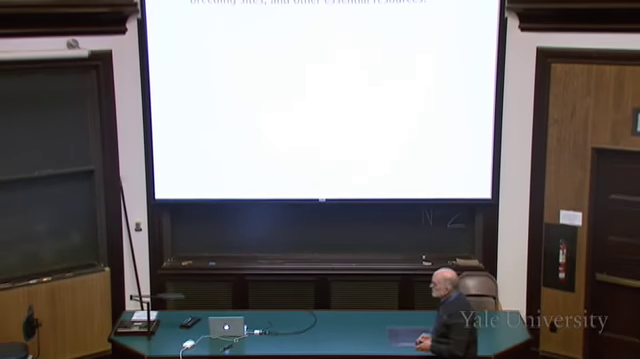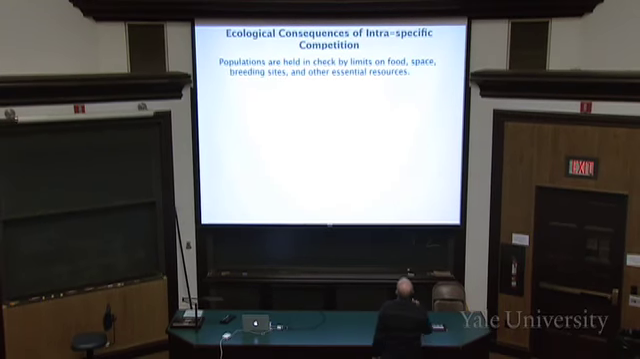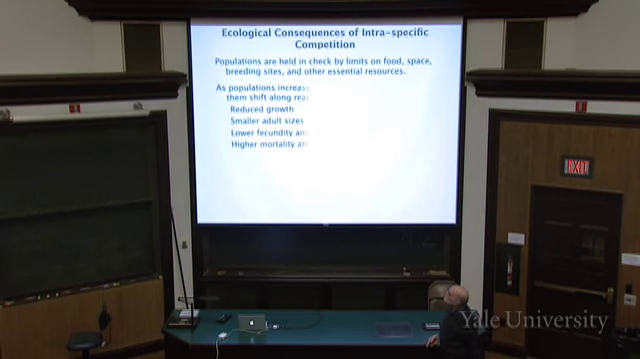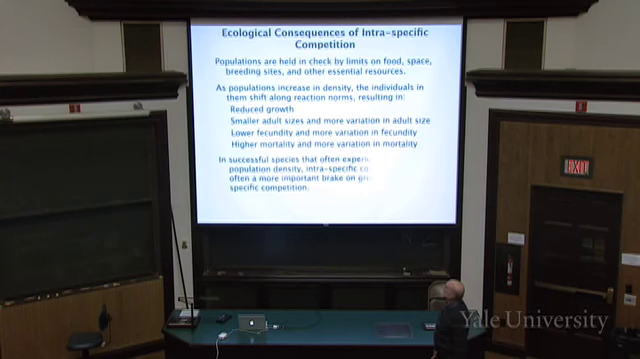Populations are held in check by lots of things. They're not just held in check by food. They are held in check by breeding sites, by space, by lots of limiting resources. As populations increase in density, the individuals shift along reaction norms. They reduce growth. They are smaller when they become adults. They experience more variation in adult size. They have lower fecundity and more variation in fecundity, and they have higher mortality and more variation in mortality as they encounter density dependence.